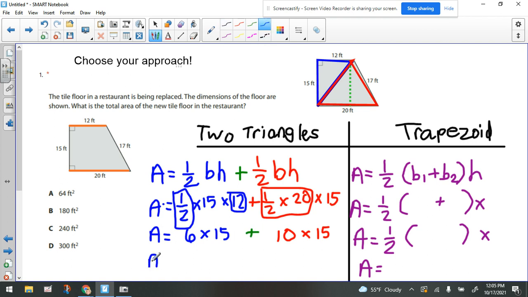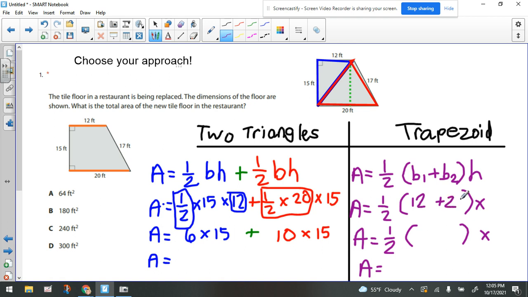Now, if that's confusing and you prefer to use the trapezoid formula, so if we think of it as a trapezoid and we use the formula, this is the formula for the area of a trapezoid. It's half of the sum of the parallel sides, which we call base 1 and base 2, times the height. When we are plugging the numbers into the formula, these are the two lines that are parallel to each other. So we have 12 and 20. We would substitute those in right here and here, 12 and 20.